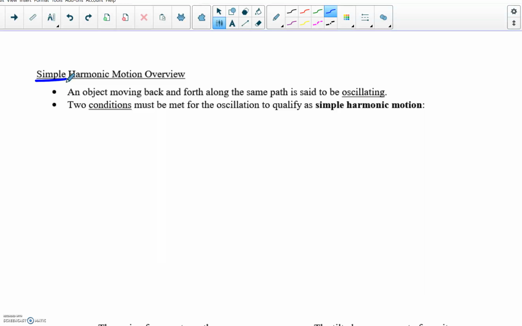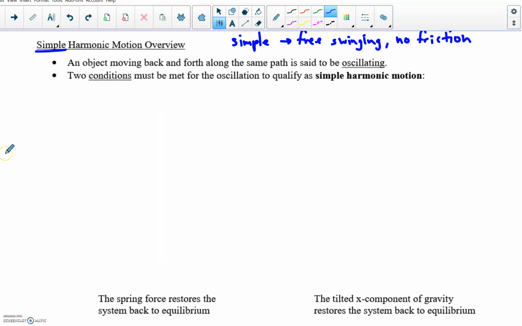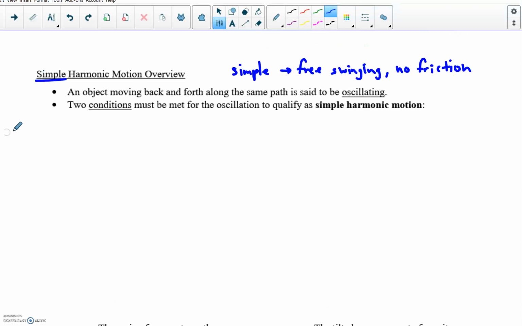If you want to think about it physically, simple means free-swinging. No friction. The person is not coming along and bumping into the pendulum. It's just swinging on its own, freely. But mathematically, here's what we can say. There are two conditions, mathematically, that have to be true for the oscillation to be simple harmonic motion.